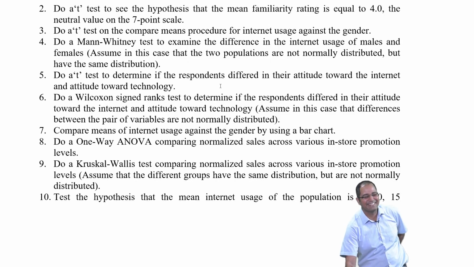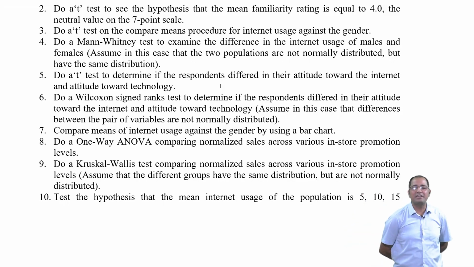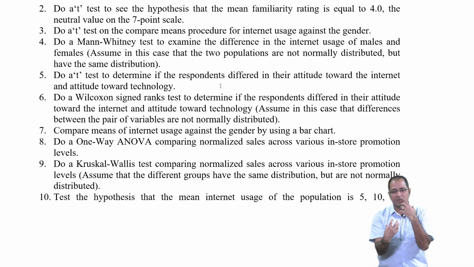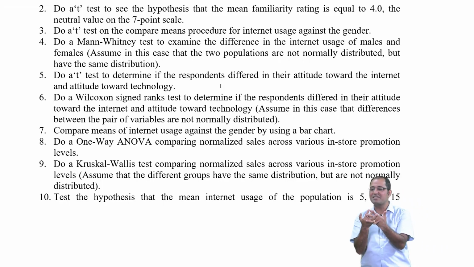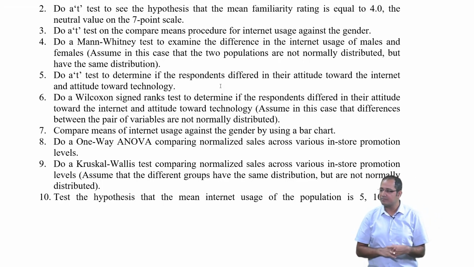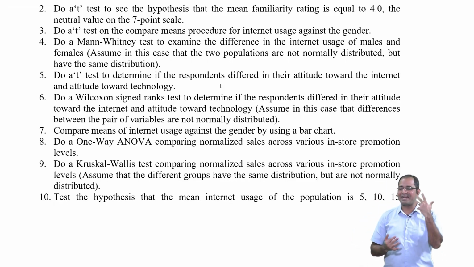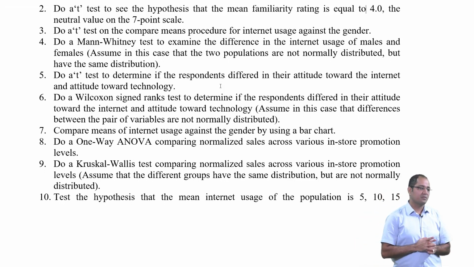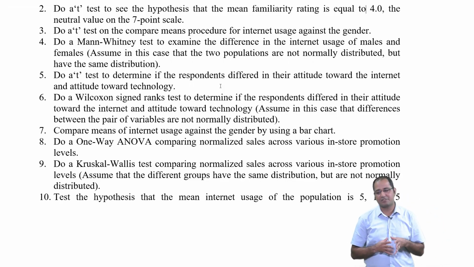Sir, can you explain the difference between parametric and non-parametric? Parametric is when your test variable is in interval or ratio scale. Non-parametric is when your test variable is in ordinal scale, which means in ranks, then you will have to do the non-parametric test. But when your test variable is in ratio or interval, you will have to do the parametric test.